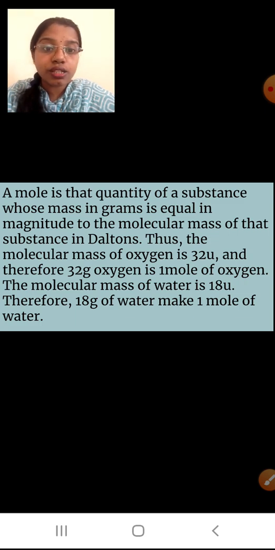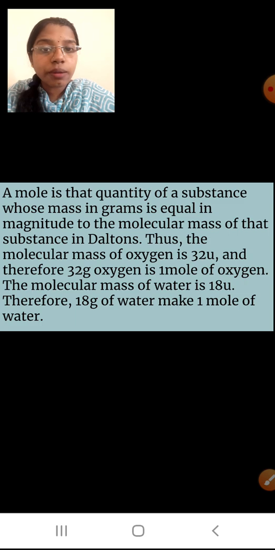Thus the molecular mass of oxygen is 32 u. Now you know why 32 u? It is O2. One oxygen is 16. O2 means it will become double, that is 32. So the molecular mass of oxygen is 32 u, and therefore 32 grams of oxygen is 1 mole of oxygen. Okay students, so 32 grams of oxygen means it is 1 mole of oxygen. Okay, the molecular mass of that substance in grams will be equal to 1 mole of that substance.